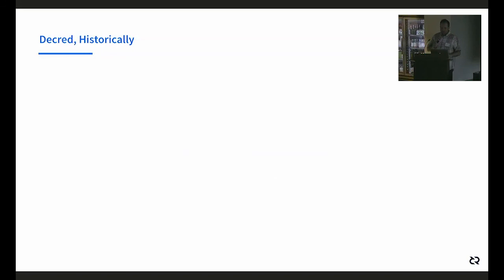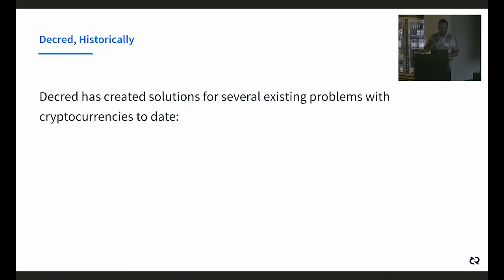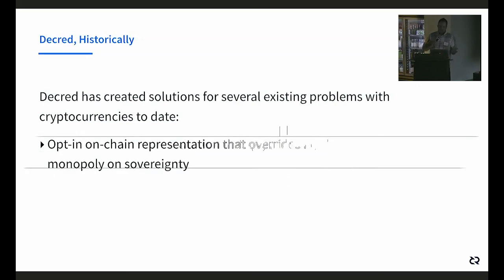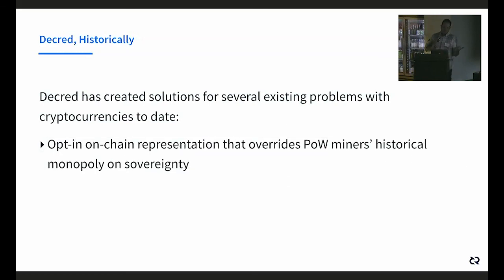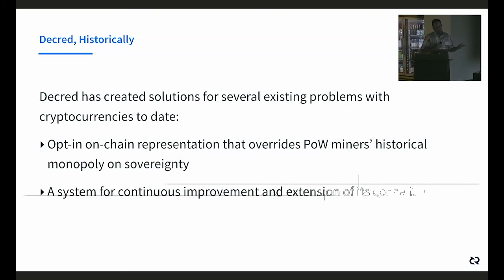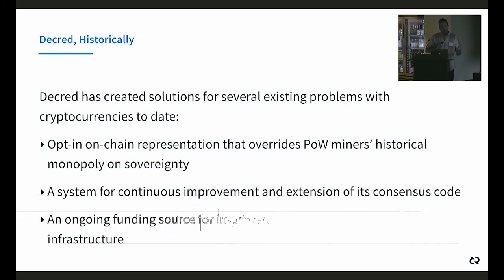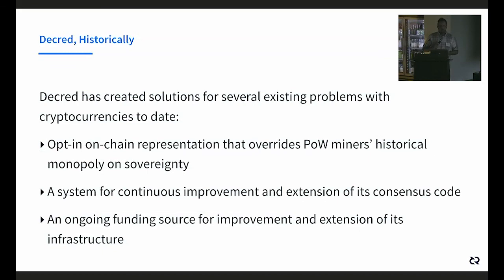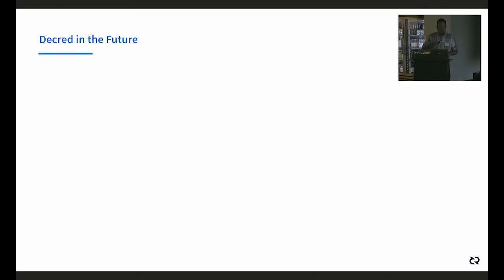Decred historically, we've solved a few problems. We've solved opt-in on-chain representation that overrides proof of work and their monopoly on sovereignty. We've got a system for continuous improvement and extension of consensus code, and an ongoing funding source for improvement of the infrastructure.